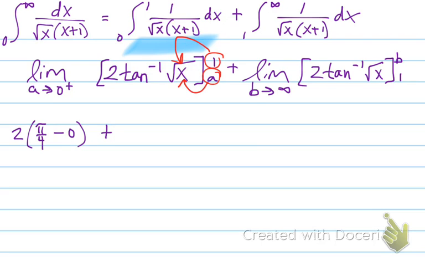For the second one, if I plug in b right here, I'm doing 2 tangent inverse of the square root of b, which is the square root of infinity. And if you remember, tangent inverse of infinity is actually equal to pi over 2. So this is 2 times pi over 2 minus, if I plug in 1, I get 2 tangent inverse of the square root of 1, which is 2 tangent inverse of 1, which we just talked about was pi over 4.